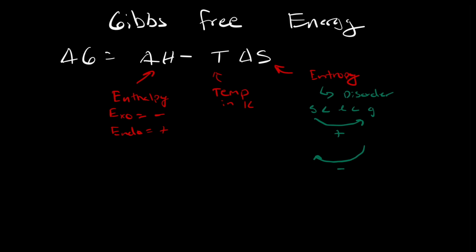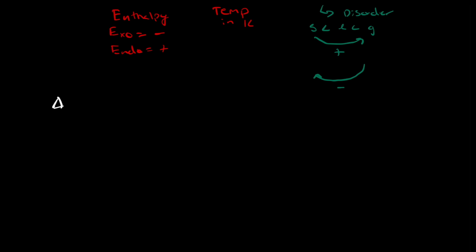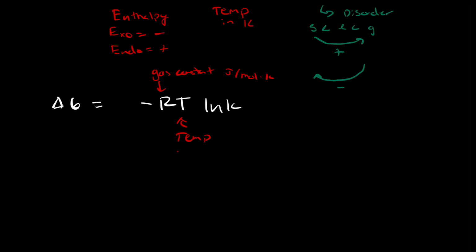Okay, so let's now talk about another way we can find Gibbs free energy here. So let me scroll down a little bit here. The other way we can find it is if delta G is equal to negative RT natural log of K. And so again, delta G is our Gibbs free energy. R is our gas constant. You want to watch out for the units here. This gas constant should be in joules per mole Kelvin. T is going to be temperature in Kelvin. And K is our equilibrium constant.